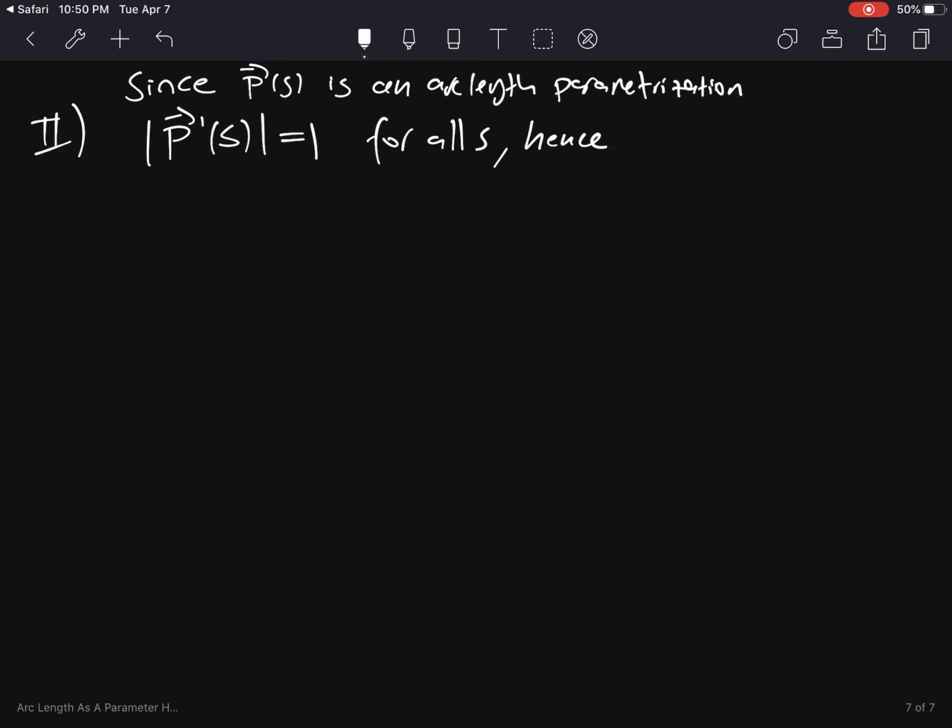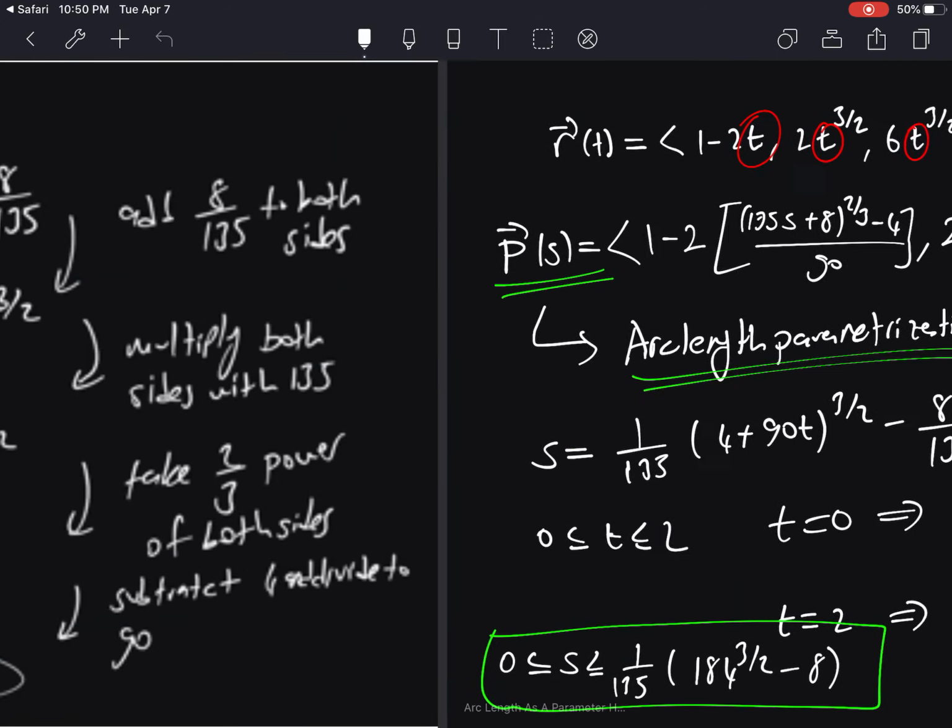So hence this is equal to 1 when s is equal to root 2. It doesn't matter whether s is equal to root 2 or not. It is always 1 if it is parameterized by arc length. So this finishes the second part.